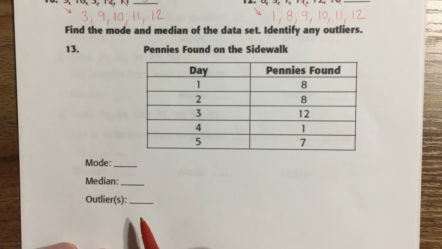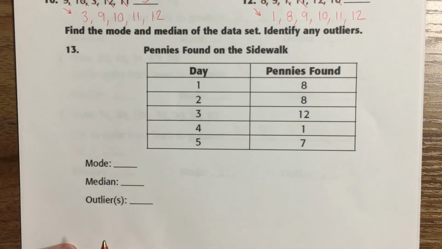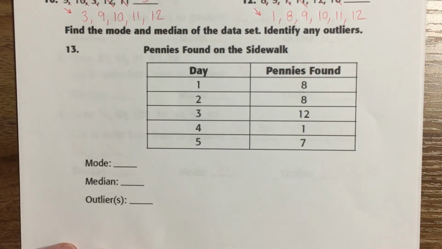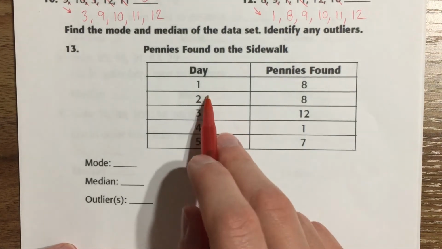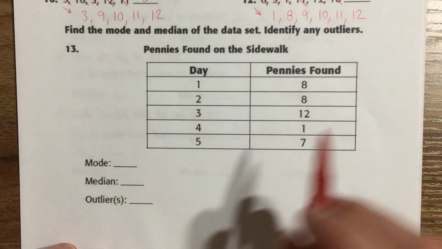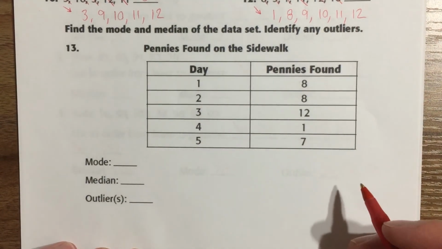Number 13 here. So we want the mean, or no, I knew I was going to say that. We do not want the mean. We want the mode and the median, and if there's any outliers, we'll pick those out as well. So we've got 5 days here. Pennies found on the sidewalk on day 1, 2, 3, 4, 5. Let's set these numbers of pennies up.